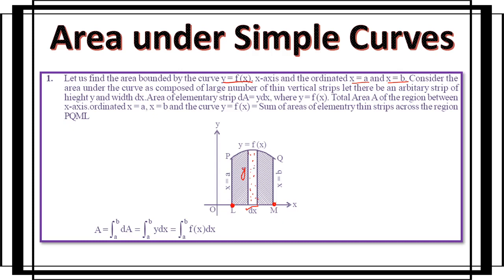And then what we do, we make lots and lots of strips of these kinds. We take out the area of the rectangle of these strips and then we add them to find the area under this curve from this point to this point, right? How do we find it? We write it like this: area is equal to integral from a to b. This is the upper limit because this point is representing x equal to a and this is representing x equal to b. So we can say from a to b dA, or how can we write it down?